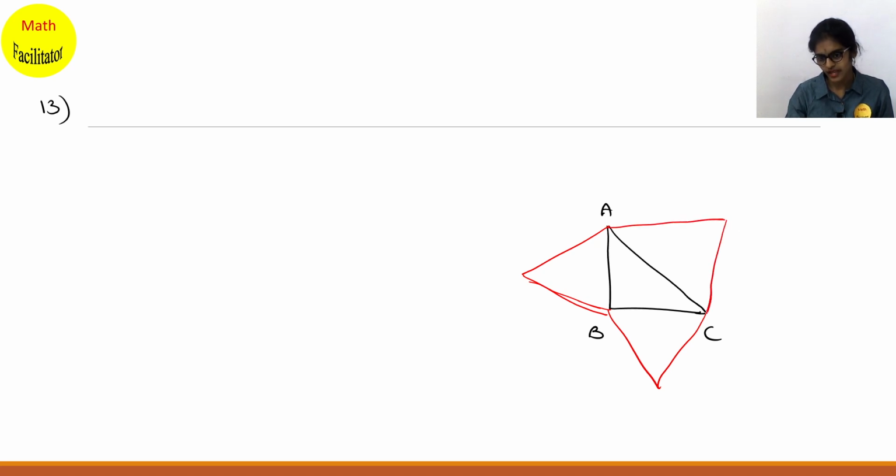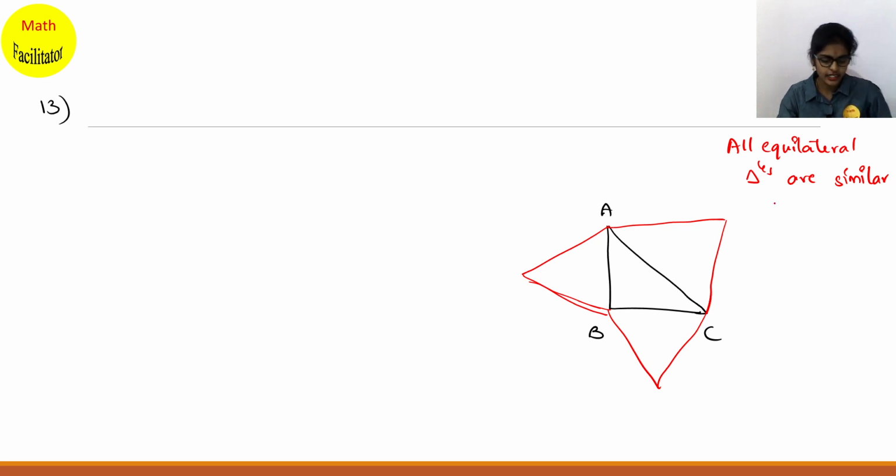So one simple property I told you: all equilateral triangles are similar to each other. Why can anyone say all equilateral triangles are similar to each other? When can you say two triangles are similar? When all angles are equal or sides are in proportion, isn't it? Here all angles of an equilateral triangle are 60. So in one equilateral triangle all angles are 60, and in the other equilateral triangle also all angles are 60. Since all angles are equal, you can call the triangles similar.